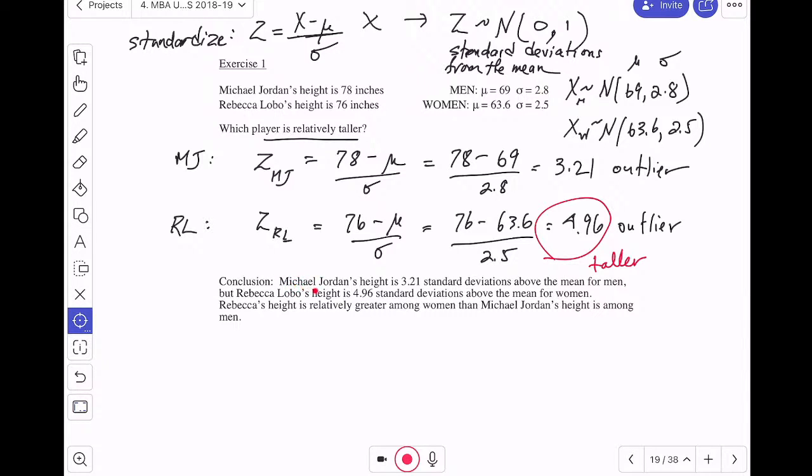So the conclusion is Michael Jordan's height is 3.21 standard deviations above the mean for men, but Rebecca Lobo's height is 4.96 standard deviations above the mean for women. Rebecca's height is relatively greater among women than Michael Jordan's height is among men. So to do this, I revealed this sort of assumption behind everything, is that these heights are normally distributed in order to be able to do this. Questions?